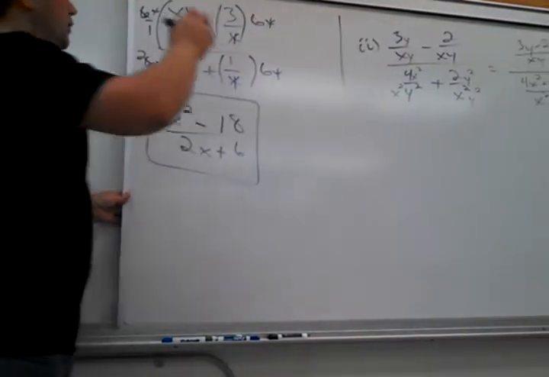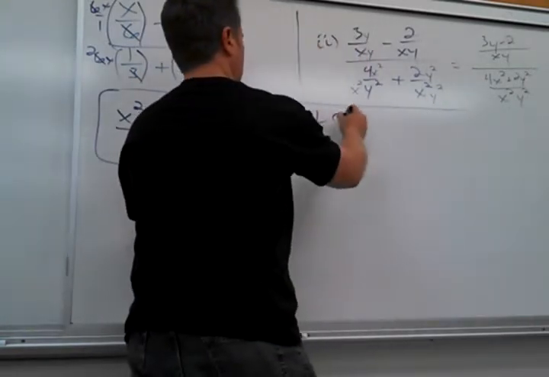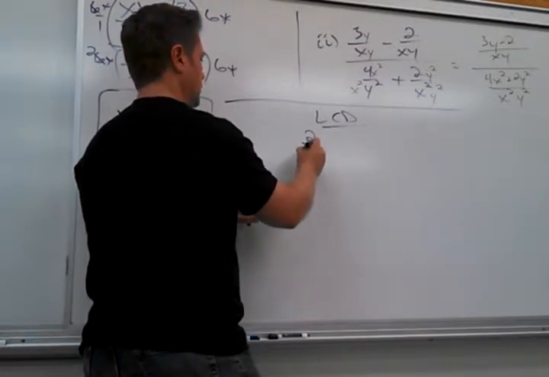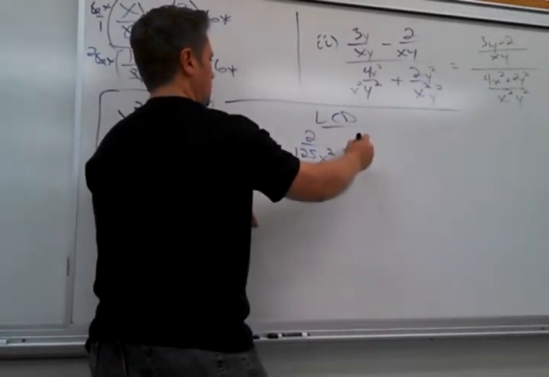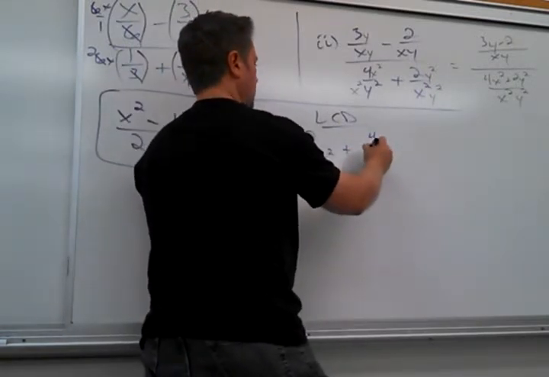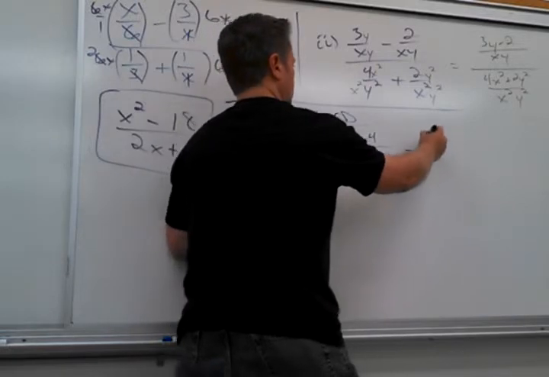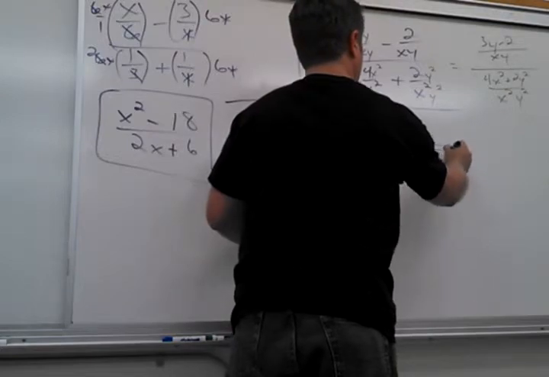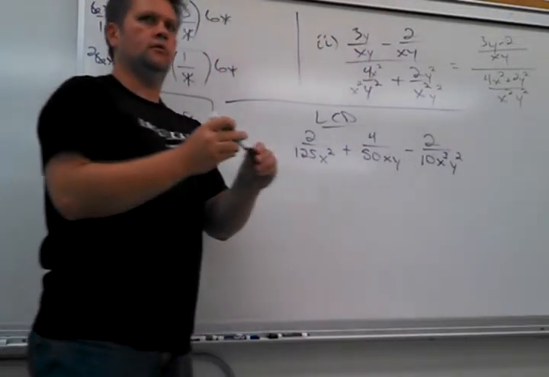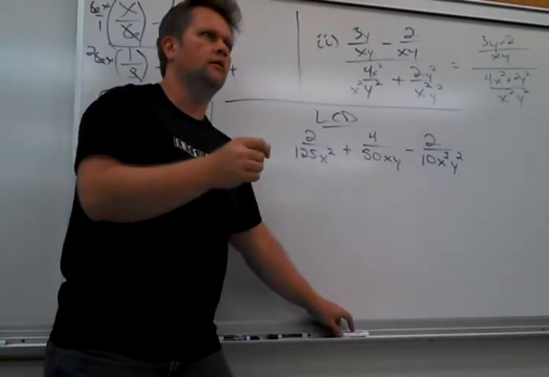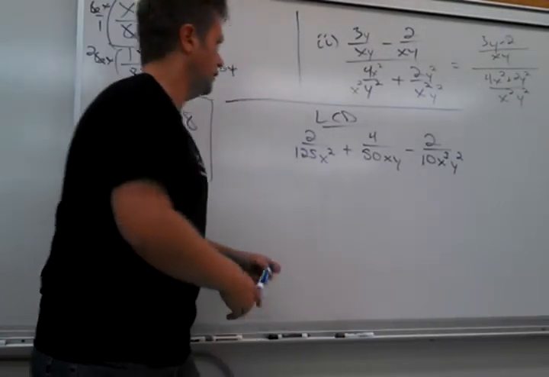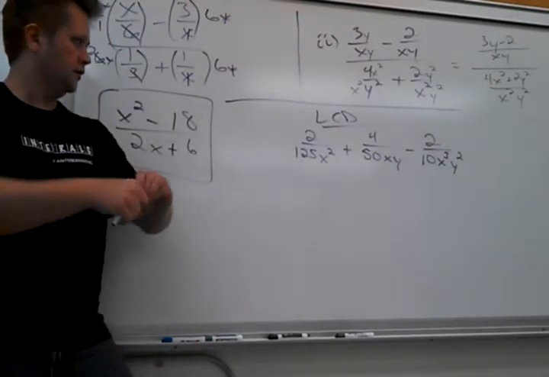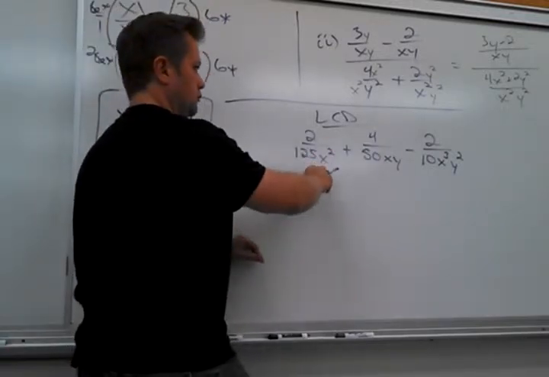On the top part, you're trying to find the greatest or lowest common factor. LCD. Yeah, so here's an interesting way to find an LCD. Let's say I had 2 over 125x squared, plus 4 over 50xy, minus 2 over 10x cubed y squared. Everything I do is an attempt to help you. So what do I do here when I want to figure out the LCD?